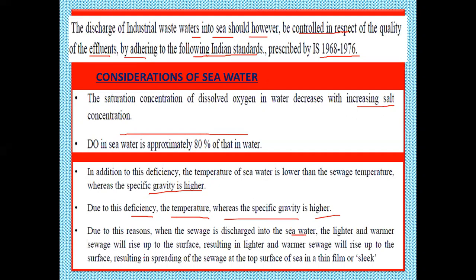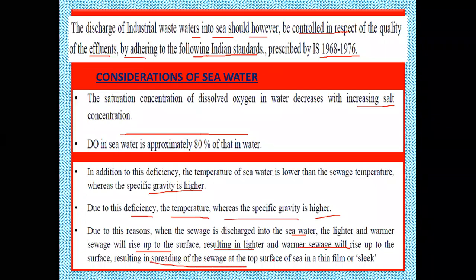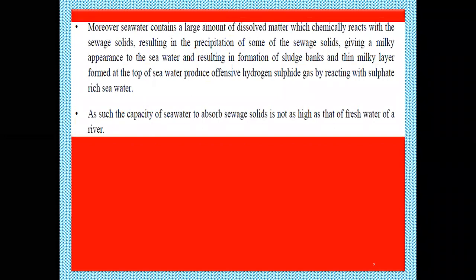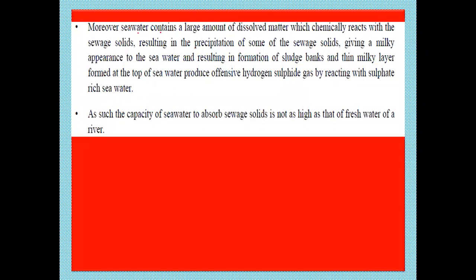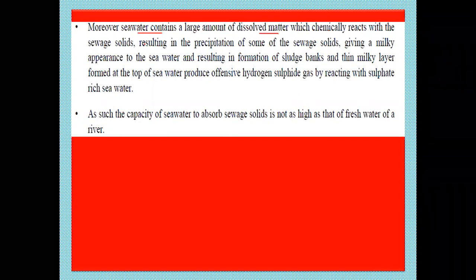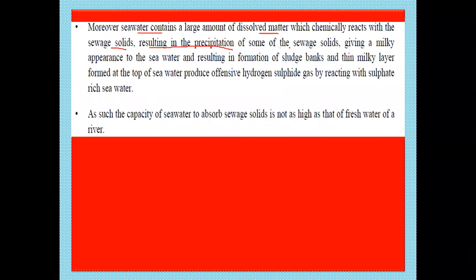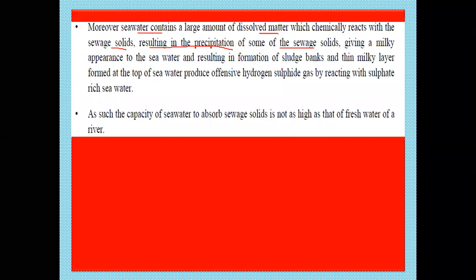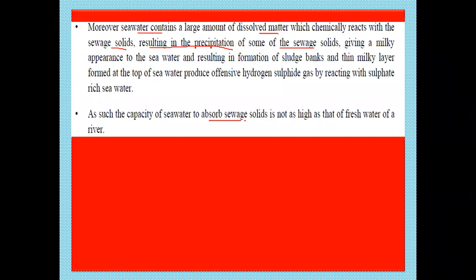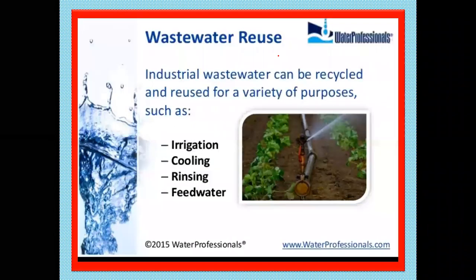the lighter and warmer sewage will rise up to the surface, resulting in spreading of the sewage at the top surface in a thin film known as slick. Next, the seawater contains a large amount of dissolved matter which chemically reacts with the sewage solids, resulting in the precipitation of some of the sewage solids, giving a milky appearance. So just read these points thoroughly so that you can write on your own.